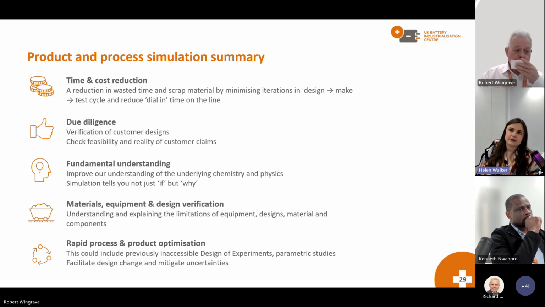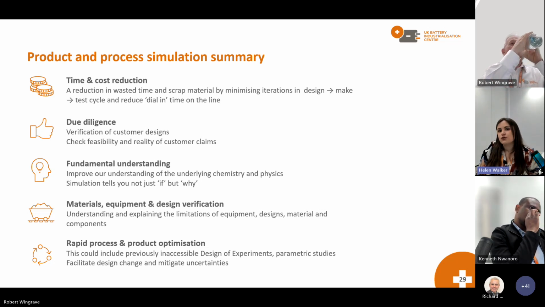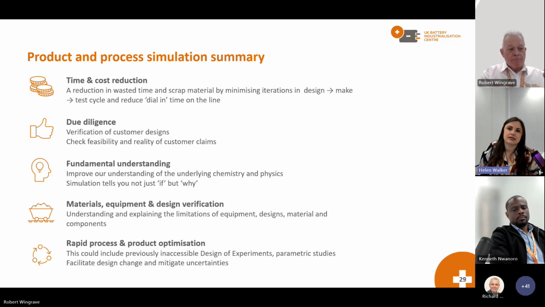One of the most powerful things about simulation is not just understanding if something happens, but why. You can look at data and it'll tell you patterns in the data, but being able to simulate the physics, you can really dig into the models and interrogate exactly why things are happening. You're able to verify materials, equipment, and your designs in advance of time. And then finally, simulation can unlock rapid process and product optimization.